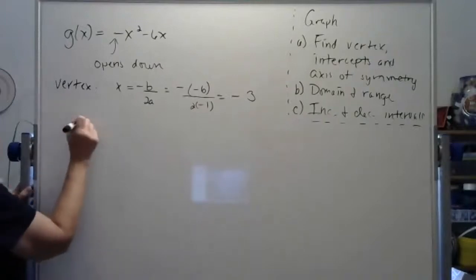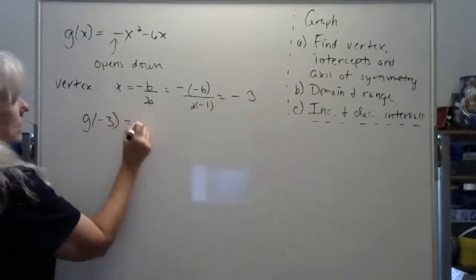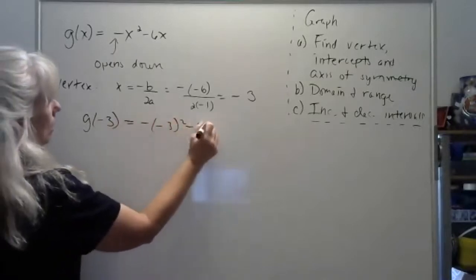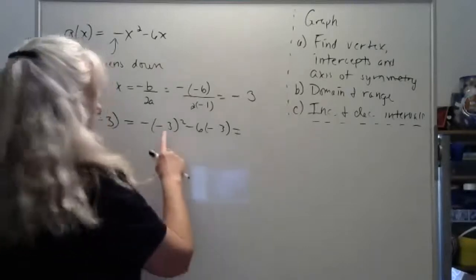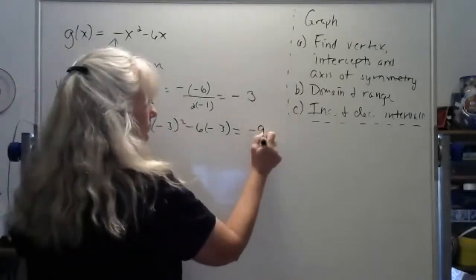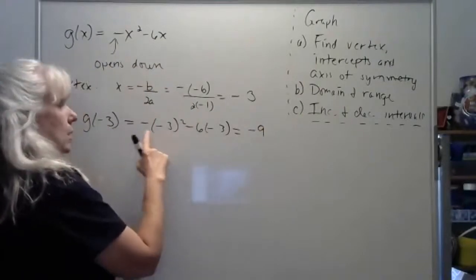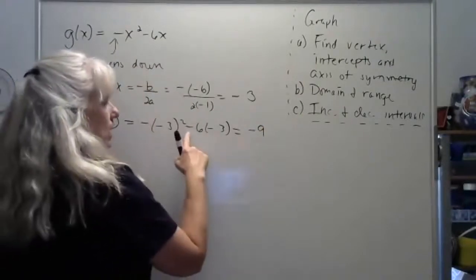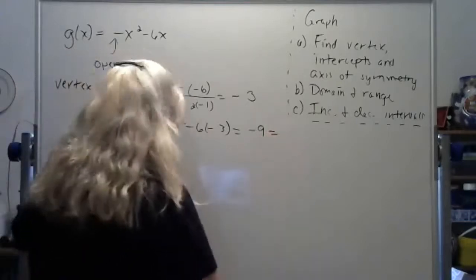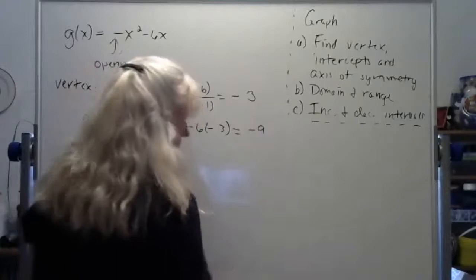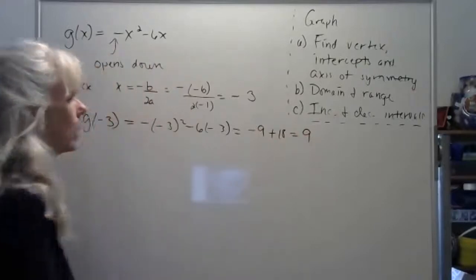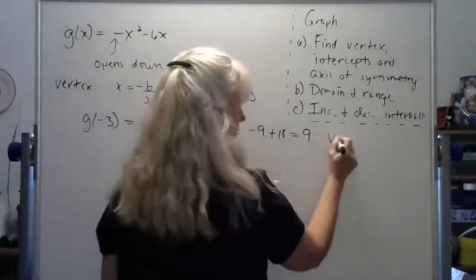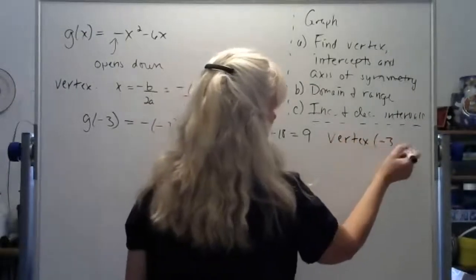Now we need to find the y coordinate, so we're just going to plug that back in and find g of -3. So I have the opposite of a -3 squared minus 6 times a -3. Order of operations says do that squaring first. So -3 squared gives me a 9, so I now have the opposite of 9. So again, I squared it, made it positive, but the negative out in front turns it right back into a negative. -6 times -3 is a positive 18. Plus 18, and that's going to give us a positive 9. So we now know our vertex is at -3, 9.